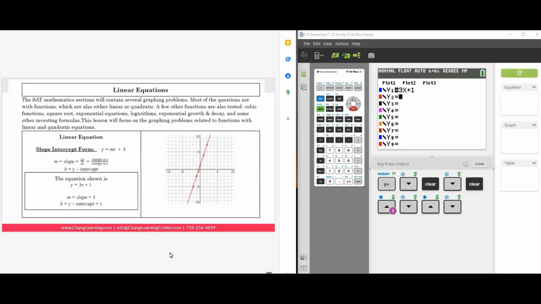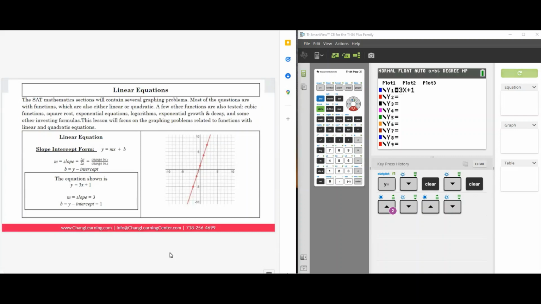For linear equations, we know that the SAT mathematics sessions will contain several graphing problems. Most of the questions are with functions, which are either linear or quadratic, of the 58 questions. A few other functions are also tested, such as cubic functions, square roots, exponential functions, logarithms, exponential growth and decay, and some other investing formulas. This lesson will focus on the graphing problems related to functions with linear and quadratic equations.